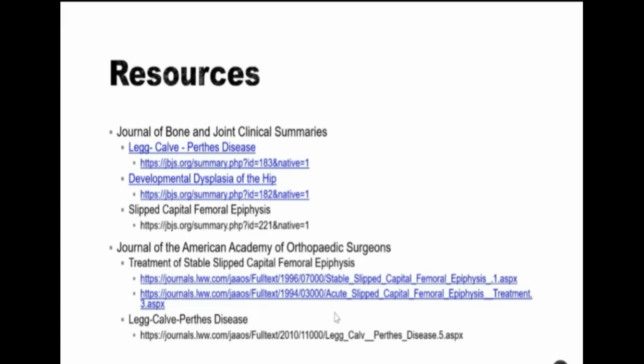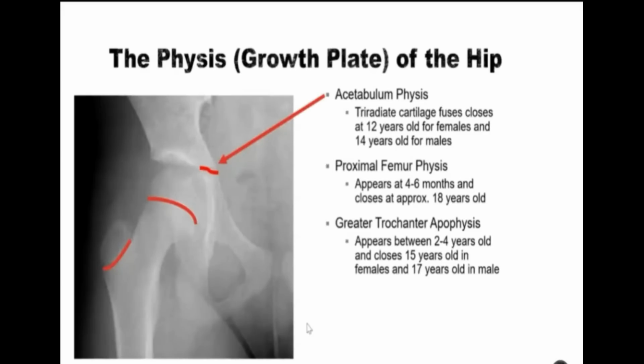These are some excellent resources for you guys. These are really common conditions for a budding orthopedic surgeon. You really should get to know the basics if you ever have an opportunity. These are great resources for you, both from JBJS as well as what we call the Yellow Journal, or the Journal of the American Academy of Orthopaedic Surgeons.